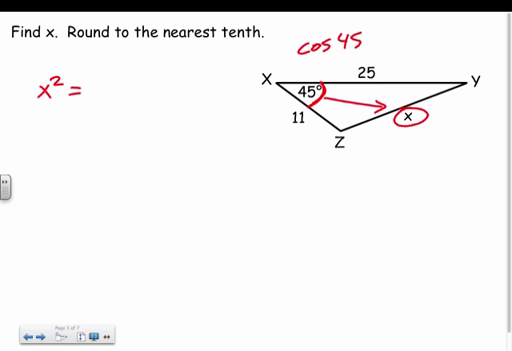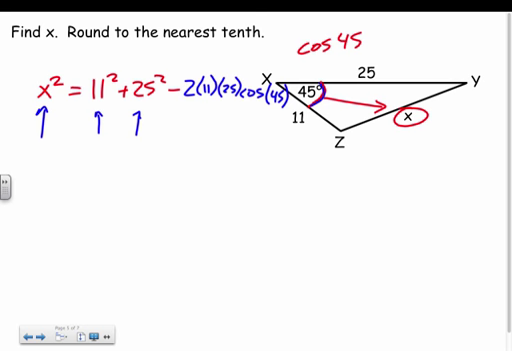It's like the Pythagorean theorem in a way, right? Like 11 squared plus 25 squared. Okay, and then I take minus 2 times the 2 sides that I just used. So I just used these 2 sides. So I take 2 times 11 times 25. And then I finish it by taking it times the cosine of the angle opposite the side I put by itself, which we just said was 45. So I've got x squared equals 11 squared plus 25 squared minus 2 times 11 times 25 times the cosine of 45. So let's go through and simplify everything here.